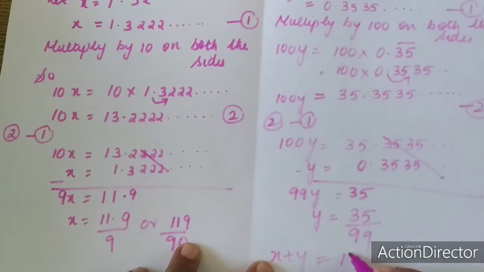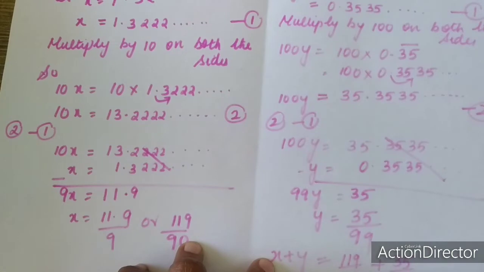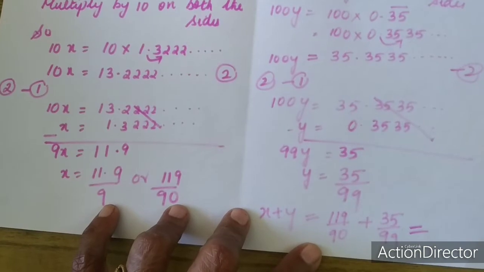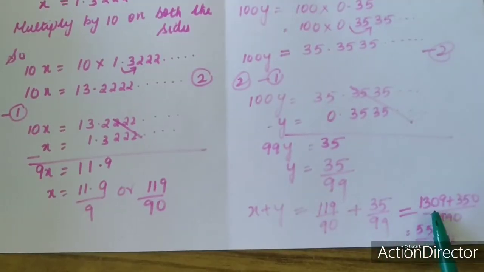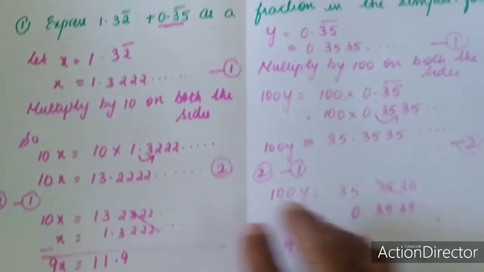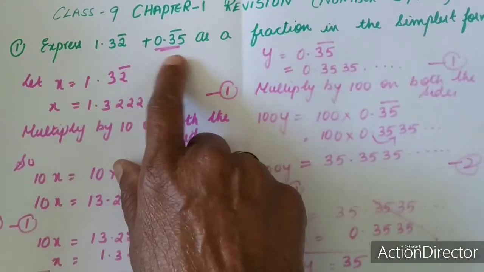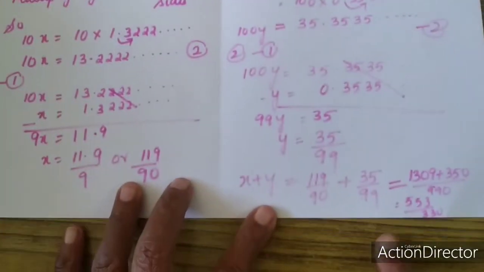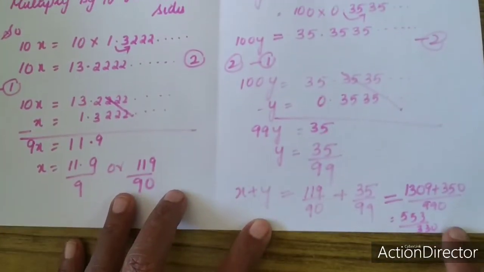Now you add both the values of x plus y. So x plus y is equal to 119 upon 90 plus 35 upon 99. So you take LCM and then add. So after taking the LCM, it is equal to 1309 plus 350 upon 990. So after adding and simplifying, the final answer you are getting is 553 upon 330. So this is how you find out separately both these repeating rational numbers and convert them into p by q form, and then finally you add them and find the rational form.